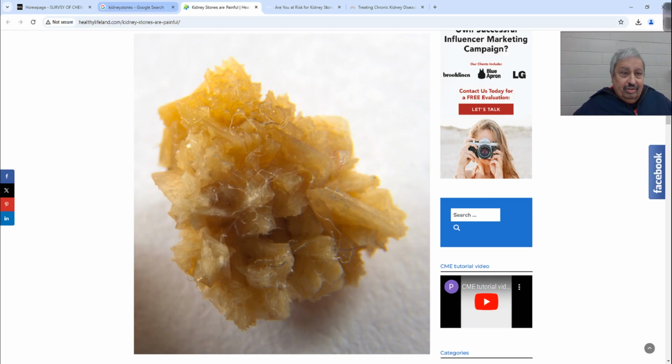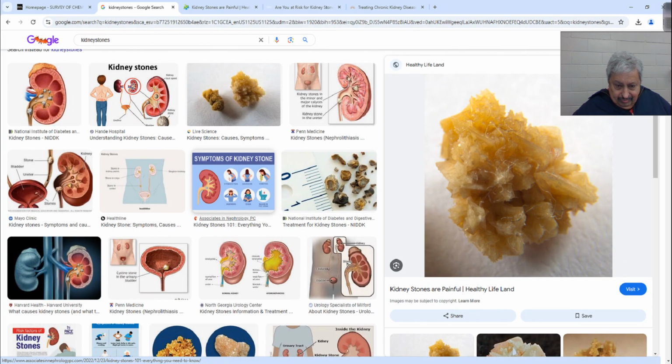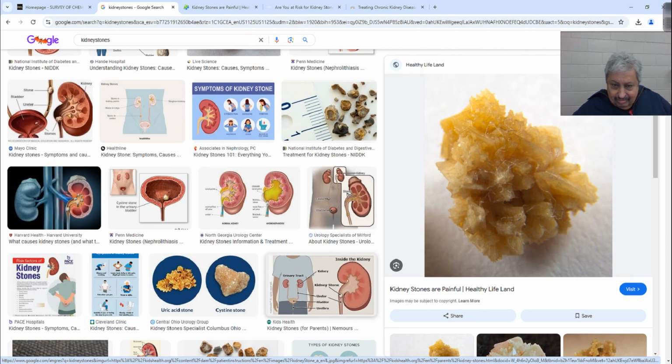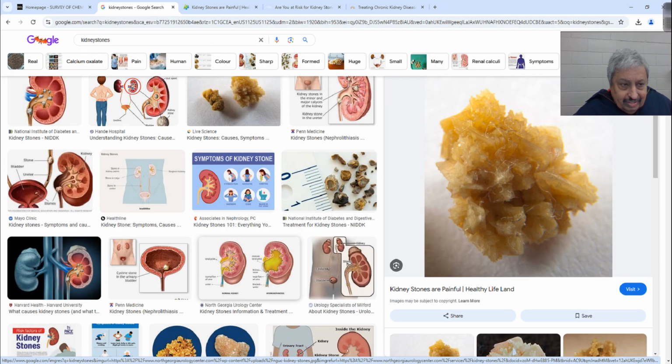So let me show you another picture of where they settle down because of their mass. They are heavy, so they can sit in the kidney. Can you see with me a picture where they settle down? I think you can see where they settle down.